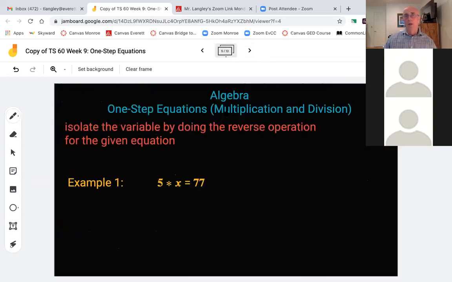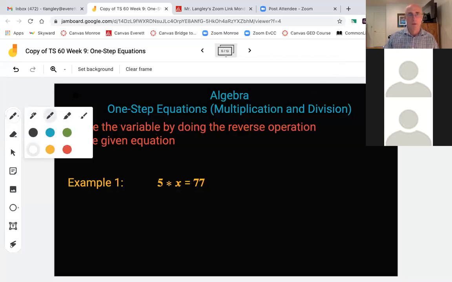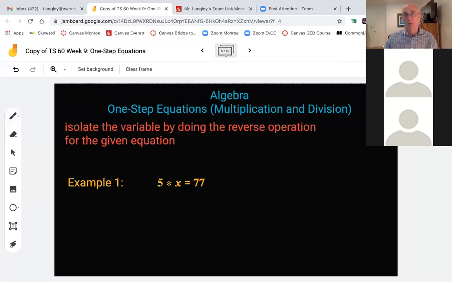Okay, I'm going to pause this and let you take a moment to copy down everything that's on this. I hope I gave you enough time to copy down some of the ideas here, but it says one-step equations now with multiplication and division. Isolate the variable. Isolate means getting the variable by itself. That's what that means. To isolate is to get it by itself by doing the reverse operation for the given equation.